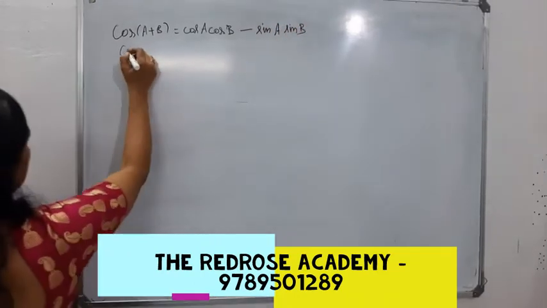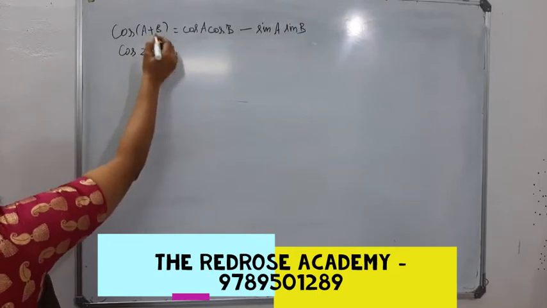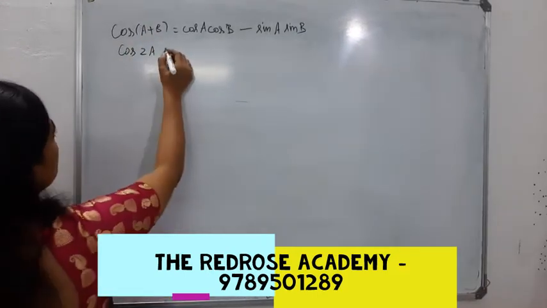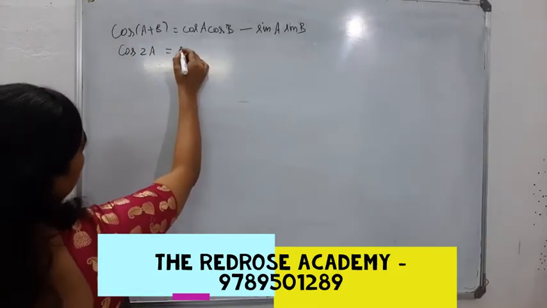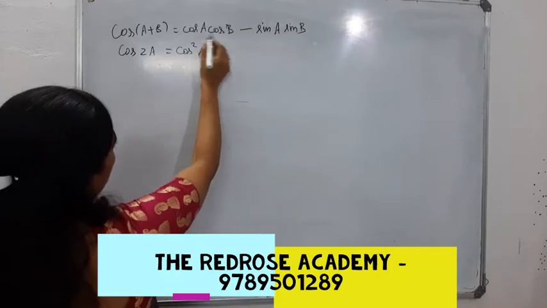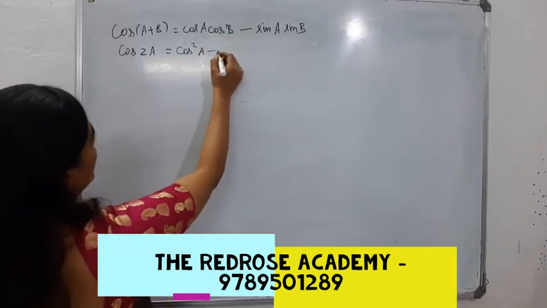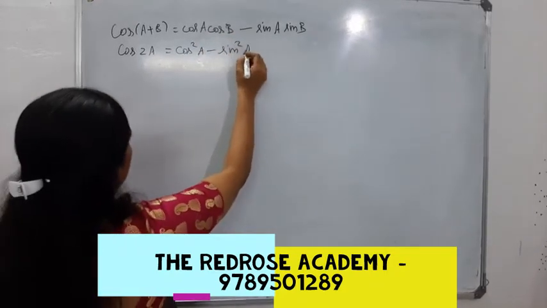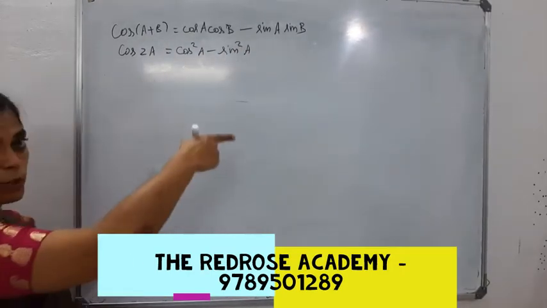So what is cos 2a now? Instead of b, you have to substitute a. Same way, cos a times cos a, so cos square a. It is a product, right? Cos square a minus sin square a. This will be the cos 2a formula.